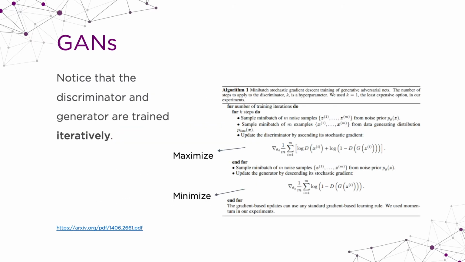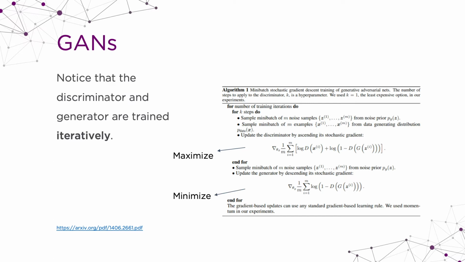And in fact, in the original paper, if you look at the algorithm, this is again the figure taken directly from the paper. So we iteratively go between the two. We first train the network to maximize by ascending the stochastic gradient. So here we're updating the discriminator for a few steps, and then we step over, and for a few steps we try to minimize the objective of the generator.